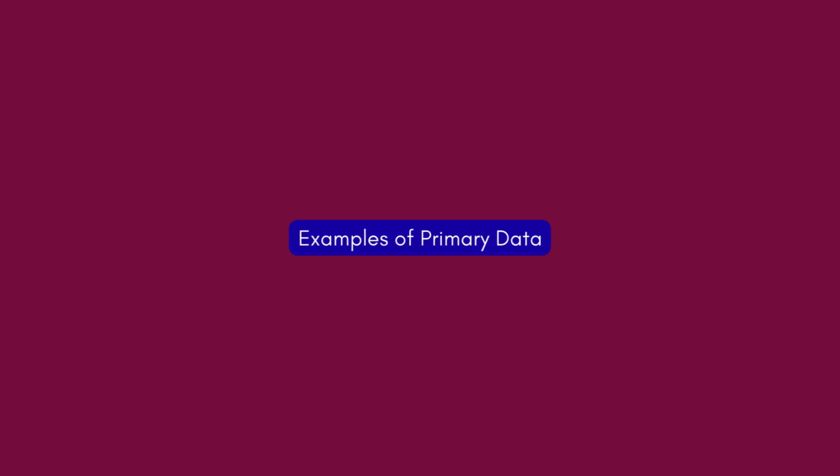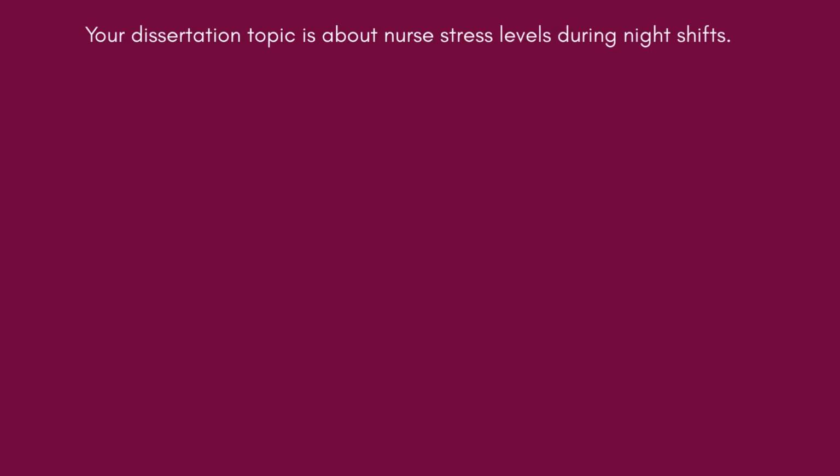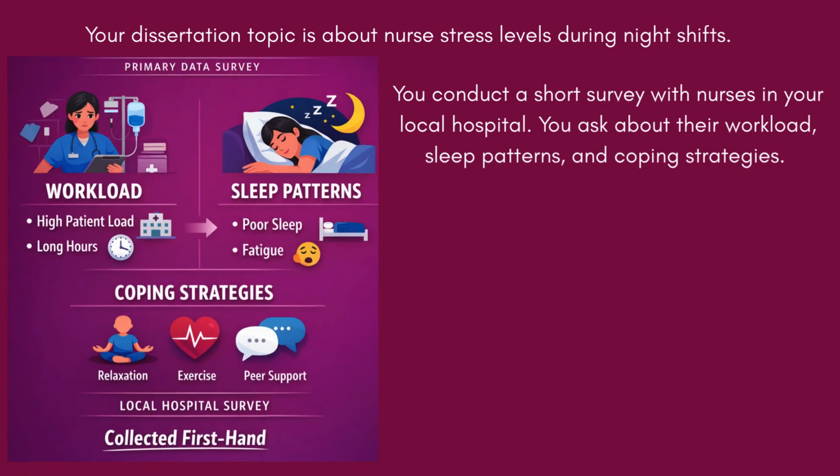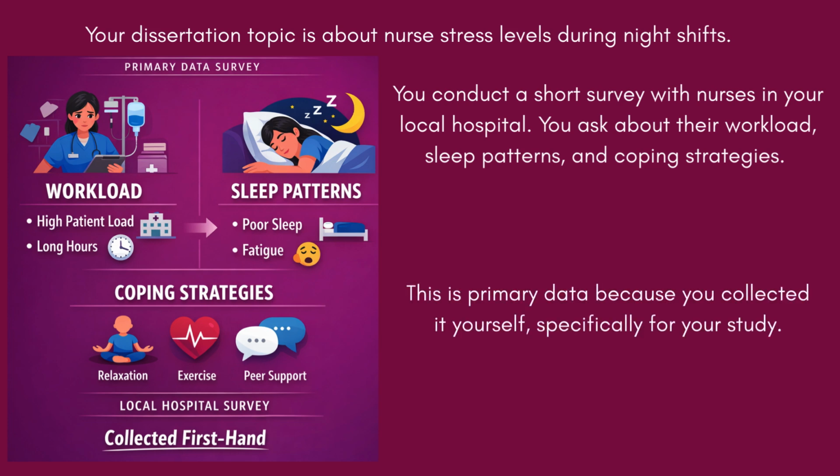Examples of primary data: your dissertation topic is about nurse stress levels during night shifts. You conduct a short survey with nurses in your local hospital. You ask about their workload, sleep patterns, and coping strategies. This is primary data because you collected it yourself, specifically for your study.